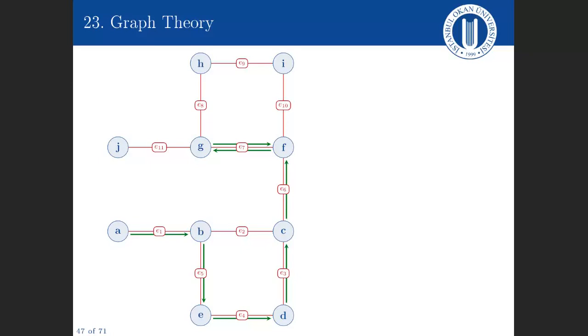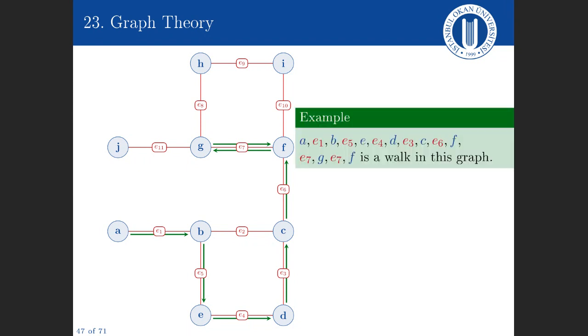For example, here is a walk shown with green arrows. I want to start at A. I want to walk from A to B along E1. And then I want to walk to E along E5, and then use E4 to get to D, use E3 to get to C, use E6 to get to F, use E7 to get to G, and then use E7 again to go back to F. We can write this walk, this collection of green arrows, as A, E1, B, E5, E, E4, D, E3, C, E6, F, E7, G, E7, F.